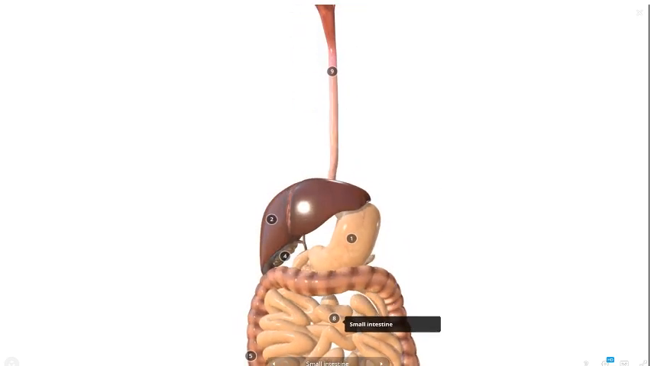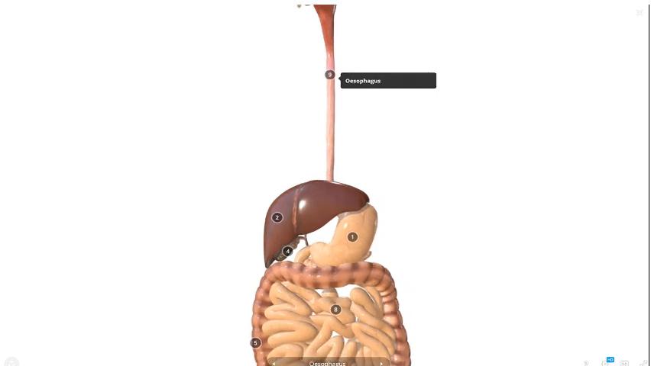So the small intestine is where the digested food is absorbed, okay, especially the carbohydrates, and this is where the glucose enters the blood. It's also where some fat is absorbed, but most of the absorption of your food comes at the small intestine.